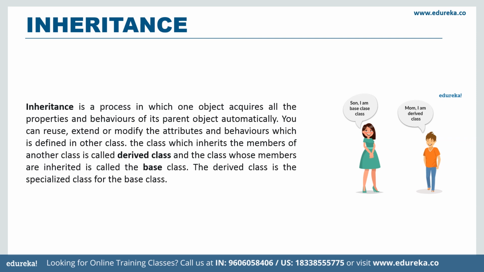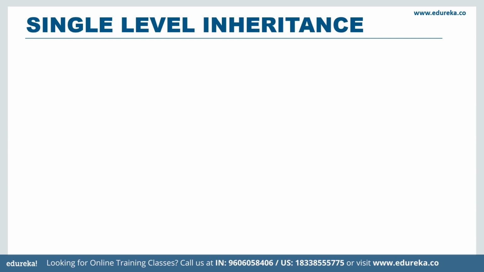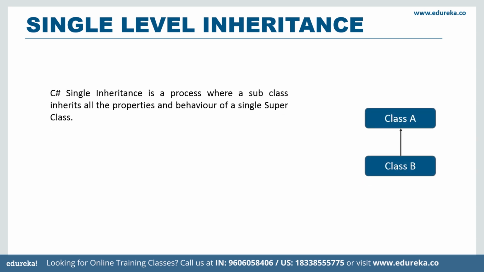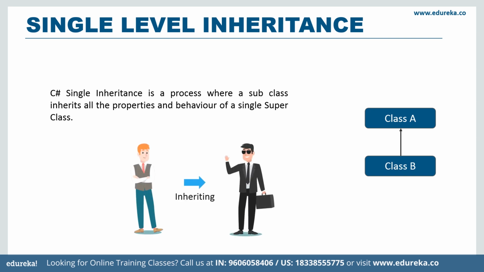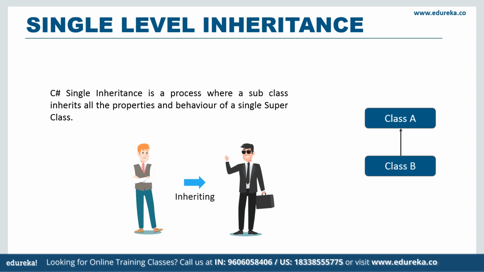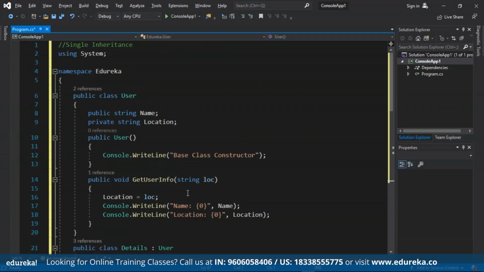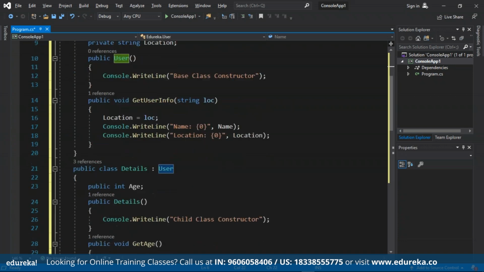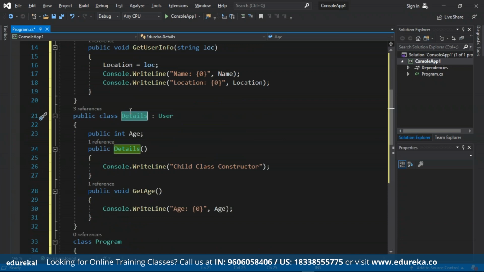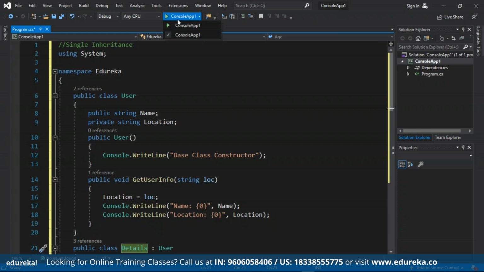Now there are varieties of inheritances available in C#. Firstly, we shall deal with single level inheritance. C# single level inheritance is a process where a subclass inherits all the properties and behaviors of a single superclass. Let us check out an example to understand single level inheritance in a better way. This particular example is based on single level inheritance. The first main class, or the base class, is the user, followed by which we have the details class, which happens to be the subclass. Now let us execute this program and see how it works.